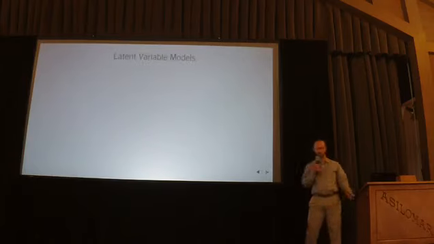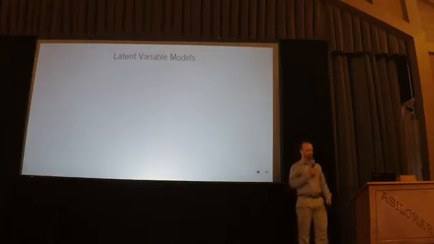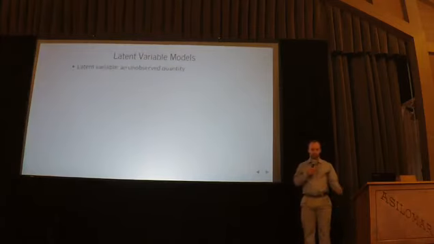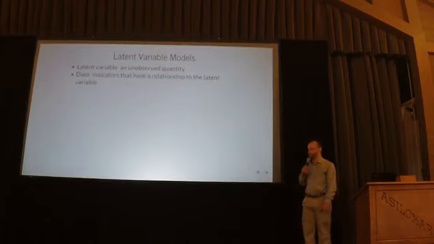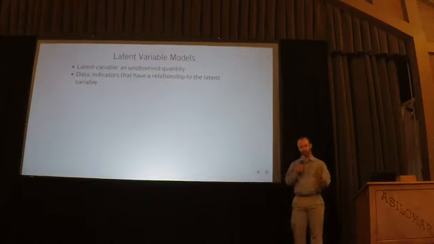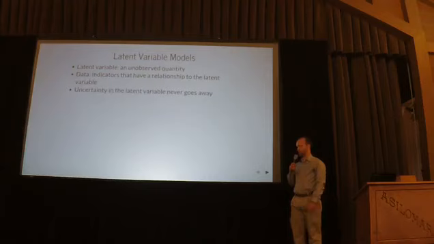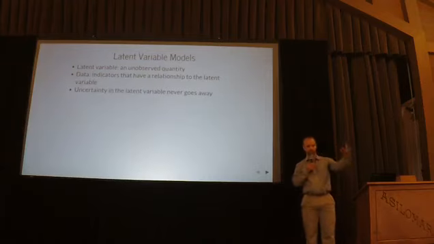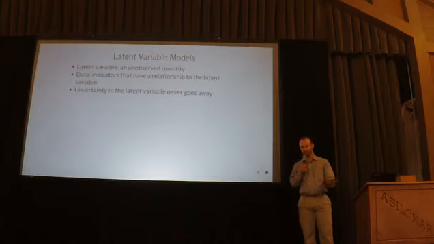So again, this is a latent variable model, and you've been hearing tons about this so far. You have an unobserved quantity that you want to know about, and your data tells you something about the latent variable. The data are essentially indicators that have some relationship to the latent variable. But the reason it's a latent variable is because the uncertainty never goes away. We never are able to observe what this latent concept is. And these models are really popular in social science, primarily because our data really sucks.